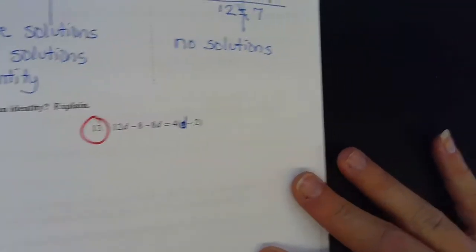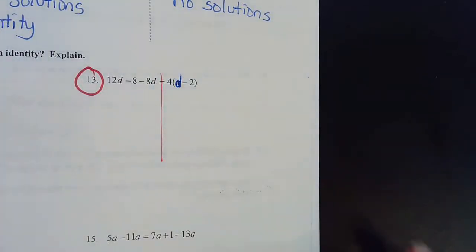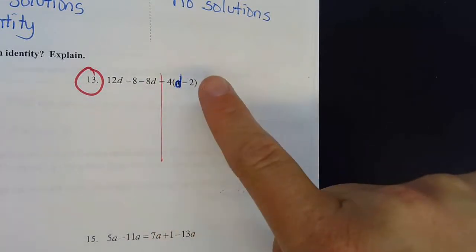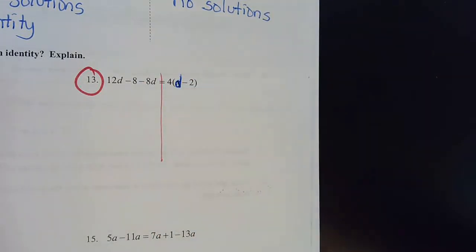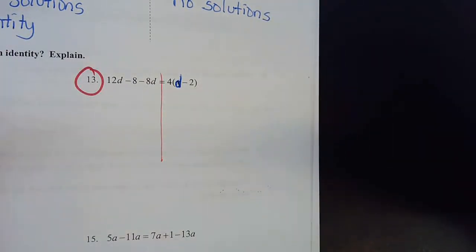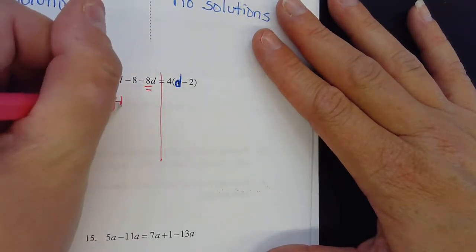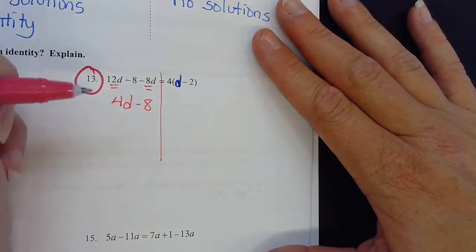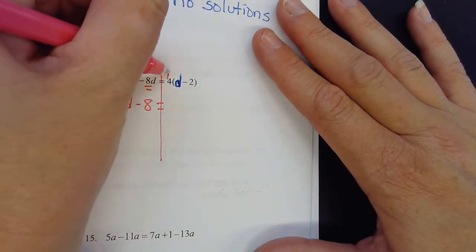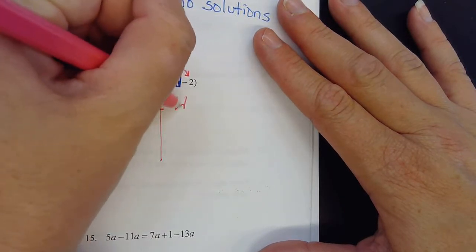13. So for this one, I'm going to draw my line down. I'm going to shortcut this one a little bit, and I'm going to combine like terms over here and distribute over here in the same step, getting a little crazy. How many of you did that anyway? Yeah, okay, we're past that point. So I have 12D minus 8D gives me 4D. Bring down the -8, bring down the equal sign. Change this to a D. Oops. Distribute the 4, and I get 4D minus 8.